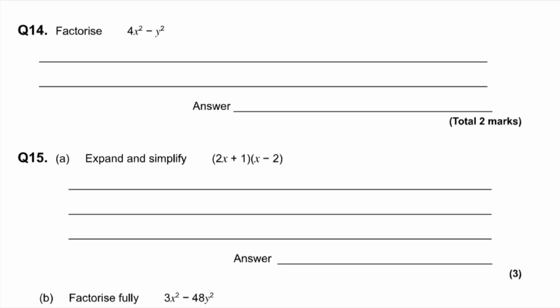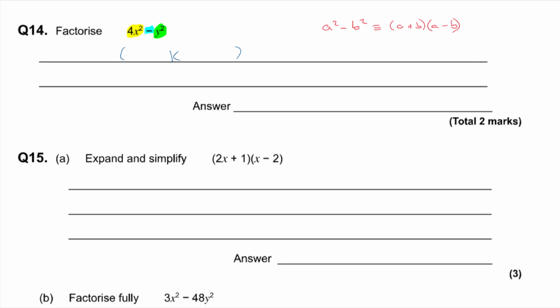Question 14, factorise 4x squared minus y squared. Now this one is commonly known as the difference of two squares. This is a square, this is a square, and this mathematically is the difference, so it's the difference of two squares. Difference of two squares always factorises into two brackets. The identity that I think about is a squared minus b squared is identical to (a + b)(a - b).